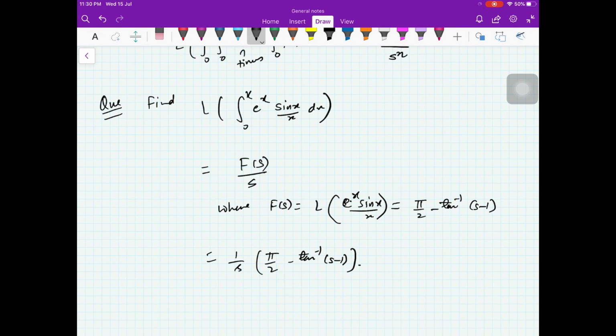So these were the properties of Laplace transformation. In the next video we are going to talk about inverse Laplace transformation. Thank you.